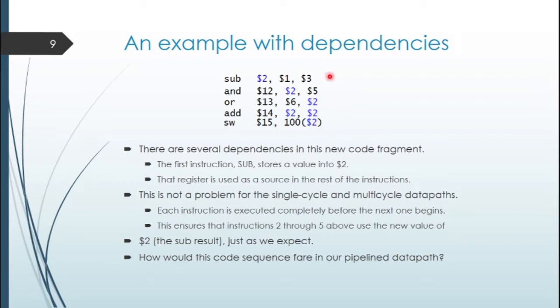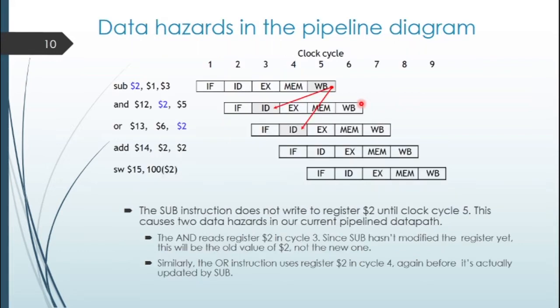Some of the dependencies are okay, some are not, because in pipelining the data is written in the write back stage. Let's see how that is a problem. This is usually not a problem in single cycle or multi-cycle, but it can be a big problem when we are talking about pipelining. So let's see what happens in pipelining.